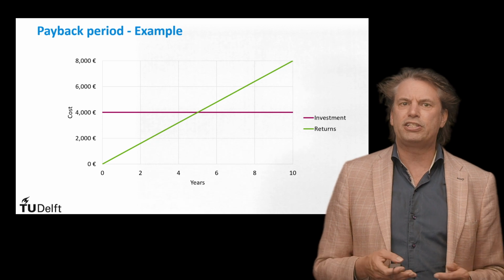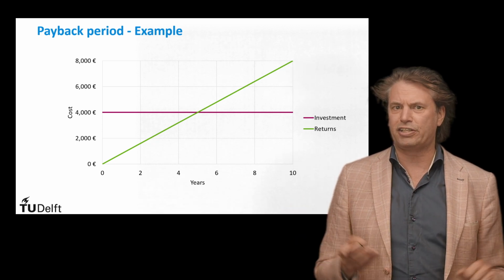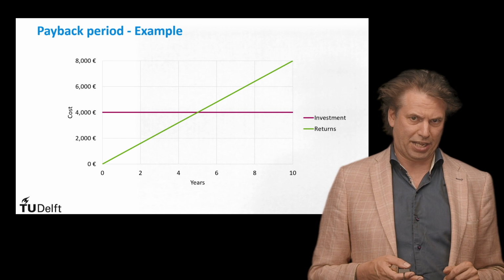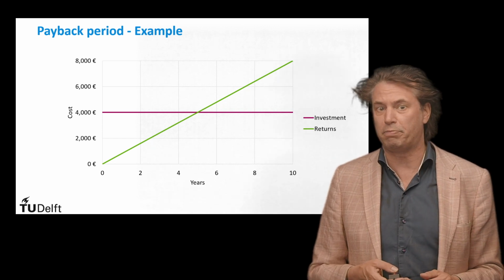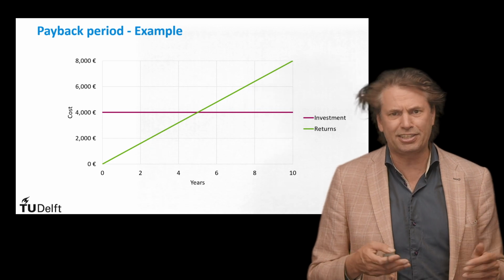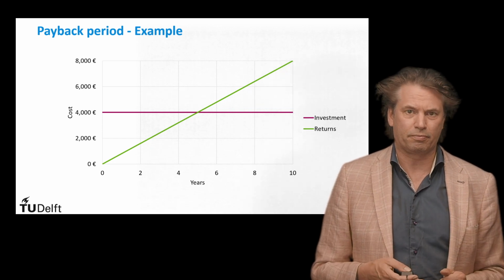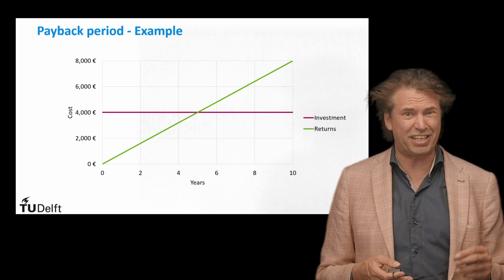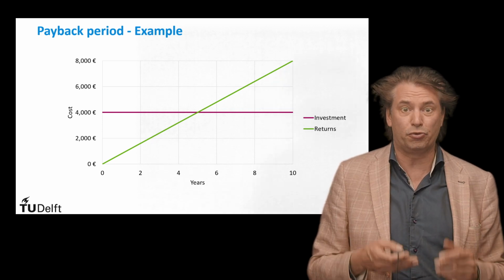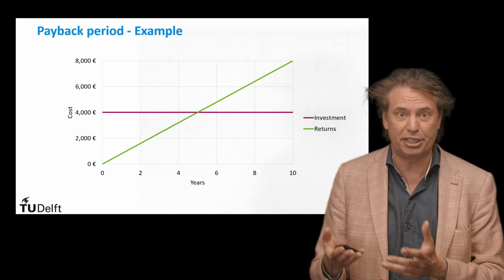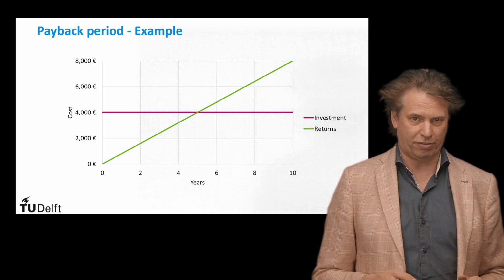In this graph we see a straight line denoting the fixed investment cost in the beginning. As the family consumes more of the clean power produced by the PV system, it offsets the electricity bill accordingly. In this example, the amount saved is €800 per year. In other words, the family earns a return of €800 per year on the PV system investment.